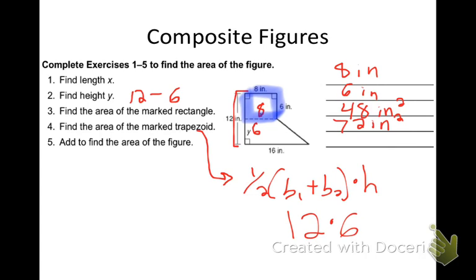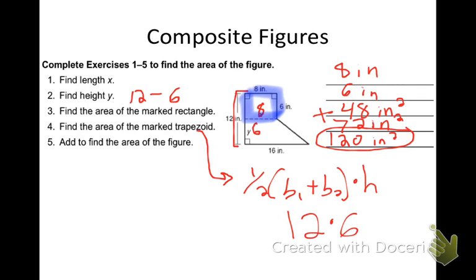Now I want to find the total area. To find the total area, I would add those two. 48 plus 72 gets me, anybody? 120 inches squared. And there is our final answer.